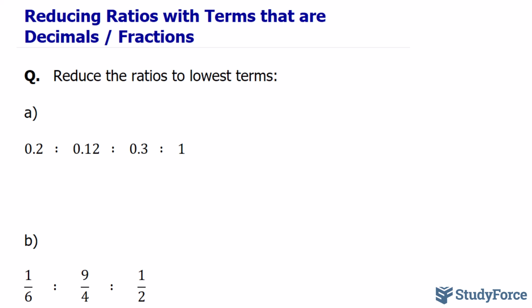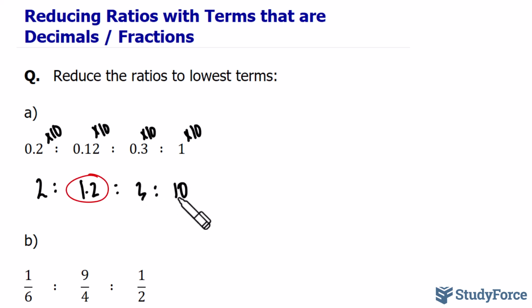We do this by multiplying each term by an appropriate factor of 10 to eliminate the decimal places. So if I start by multiplying by a single factor of 10, notice that I'm multiplying each of these terms by 10, I end up getting 2 to 1.2 to 3 to 10. But notice that the second term, 1.2, still has a decimal. So we multiply by another factor of 10, and this should clear out the decimal numbers.